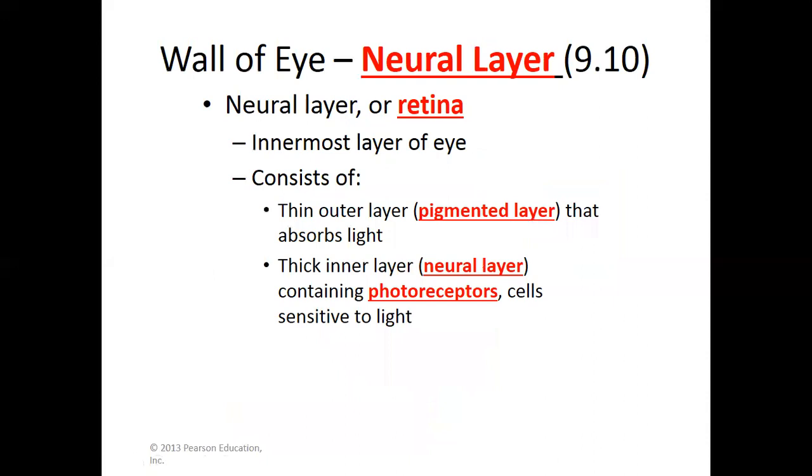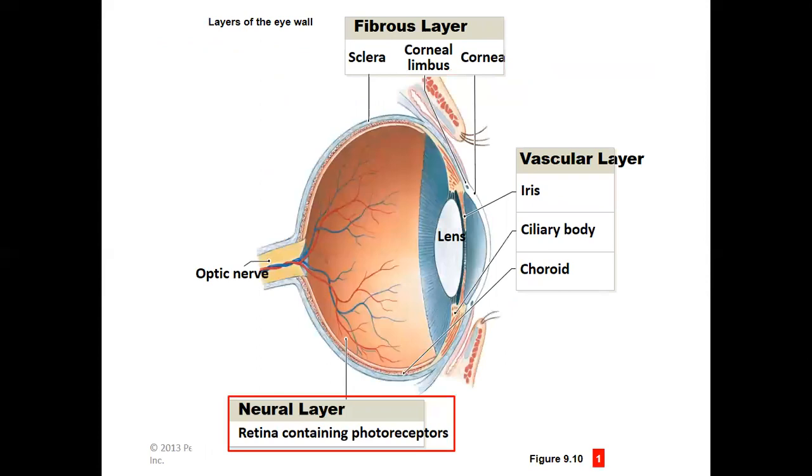And the retina is the neural layer of the eye, where there's sensory receptors. And there's two major layers of the retina. The pigmented layer basically absorbs light as it makes its way into the eye, and the neural layer, where the sensory receptors called photoreceptors are located. So here's the neural layer. This is the retina, this kind of pinkish color in here.